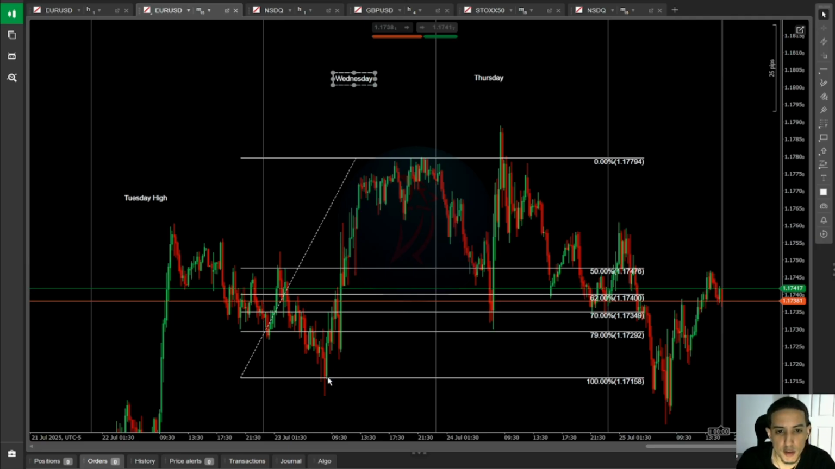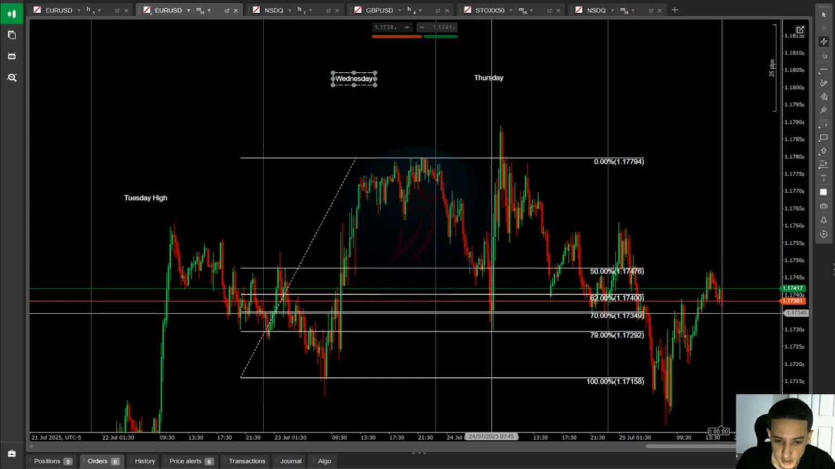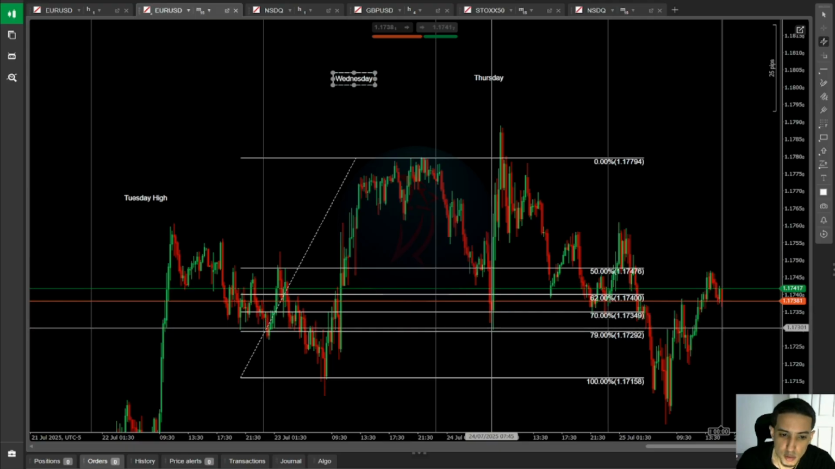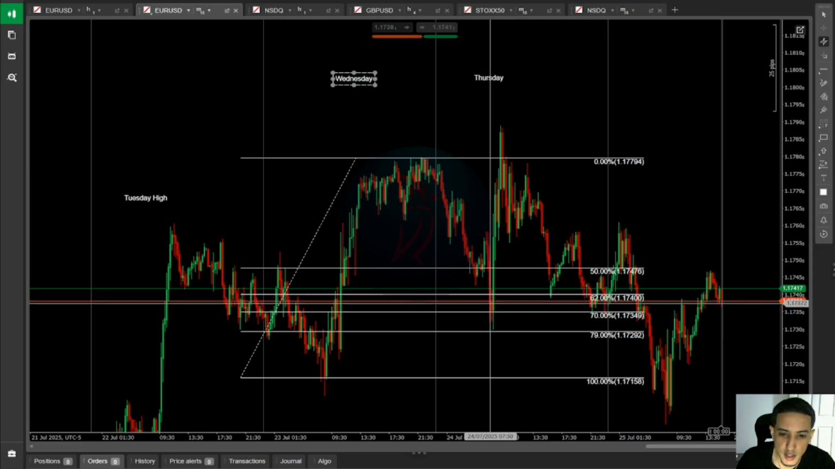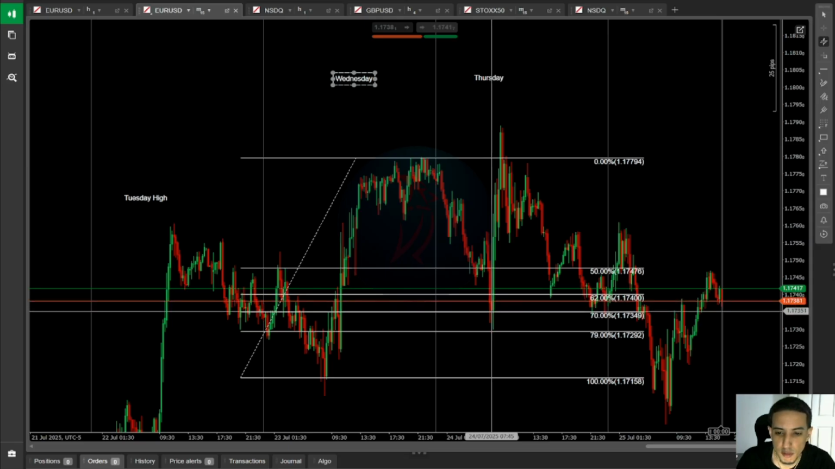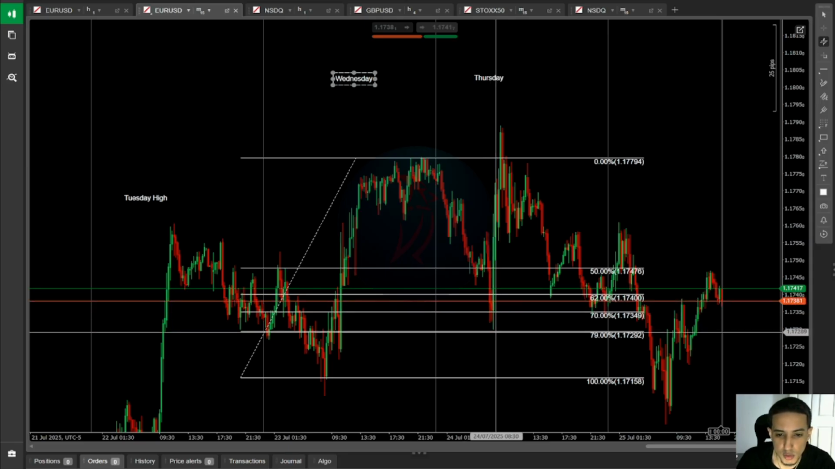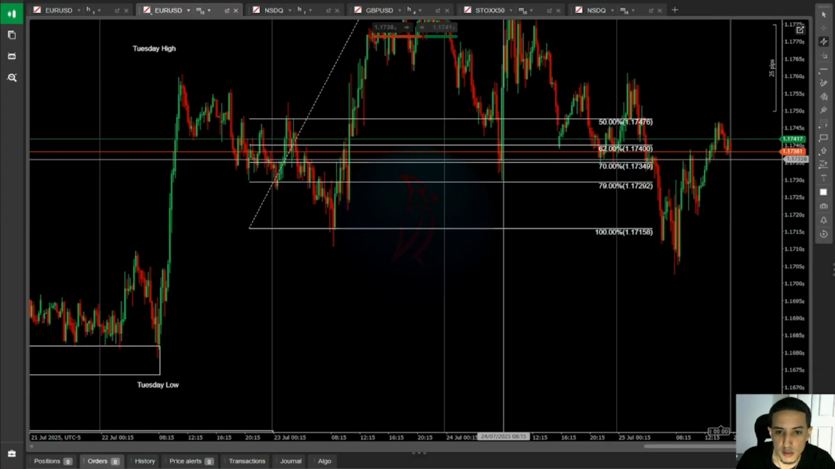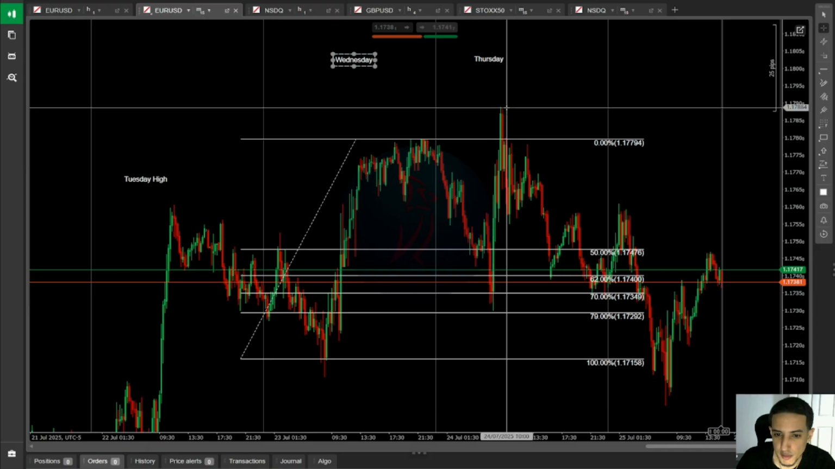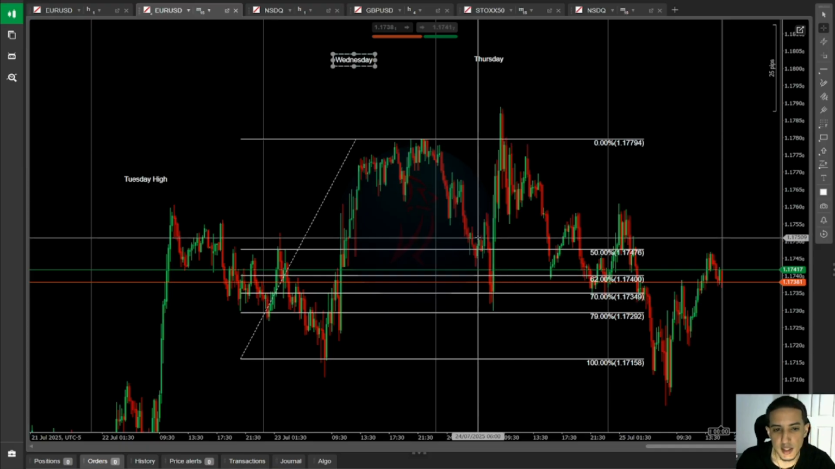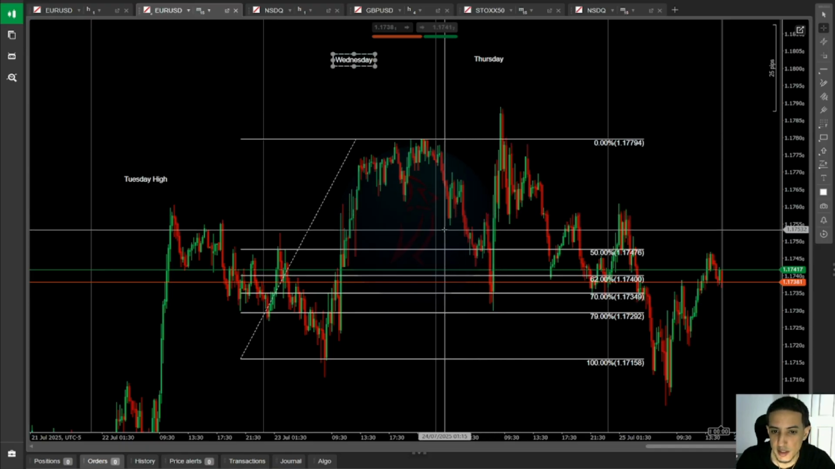So the fib tool's drawn out from the low to the high, and then Thursday, right during New York Open, we start trading into the 62% level, then we get into the 70% level, and this one actually went to the 79% level as well. So this move would also give you some momentum, about 50 to 60 pips if you would have been in there. It's a lot sloppier than the previous days.